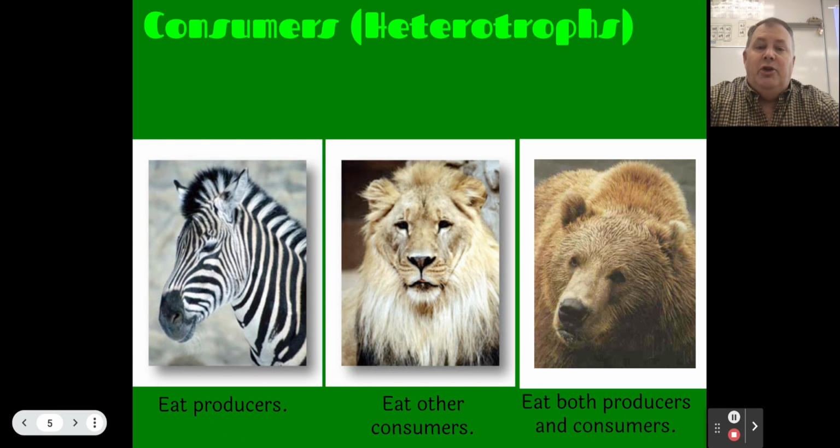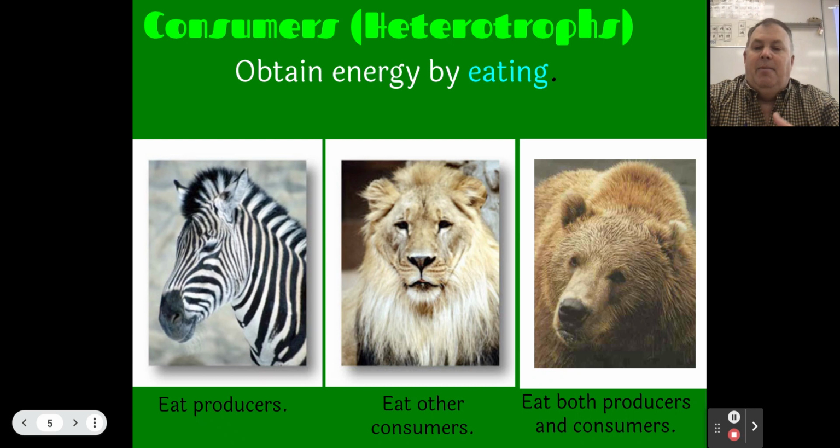And another term that is used to describe this group is the heterotrophs. Now, you might remember these heterotrophs as the lions and tigers and bears. In other words, those that eat the producers, like, for example, the zebras, those that eat other consumers, and those that eat both producers and consumers.